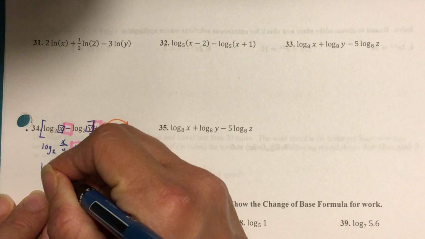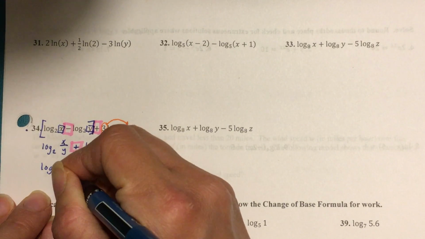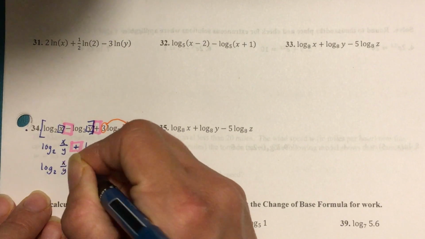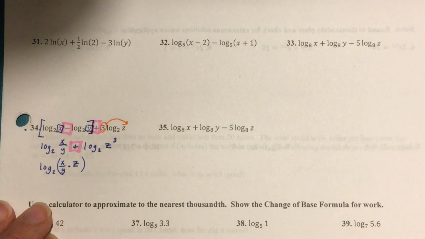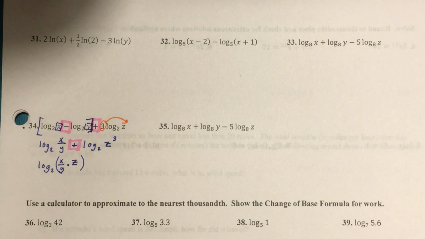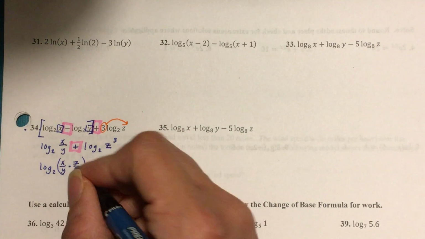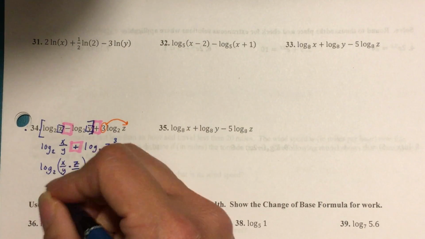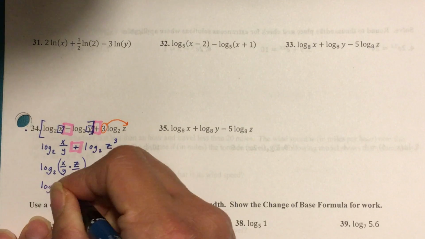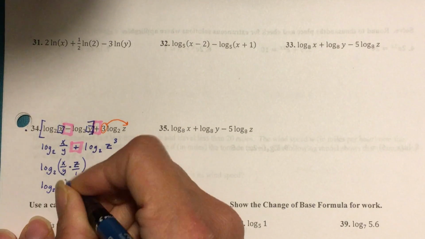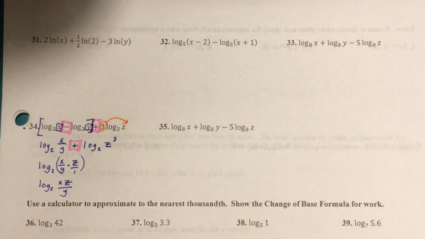So if I have log base 2 of x over y times z in the answer part, how do I multiply fractions? We multiply straight across. So this is the same as z over 1. So if I multiply straight across, we get log base 2 of xz over y.